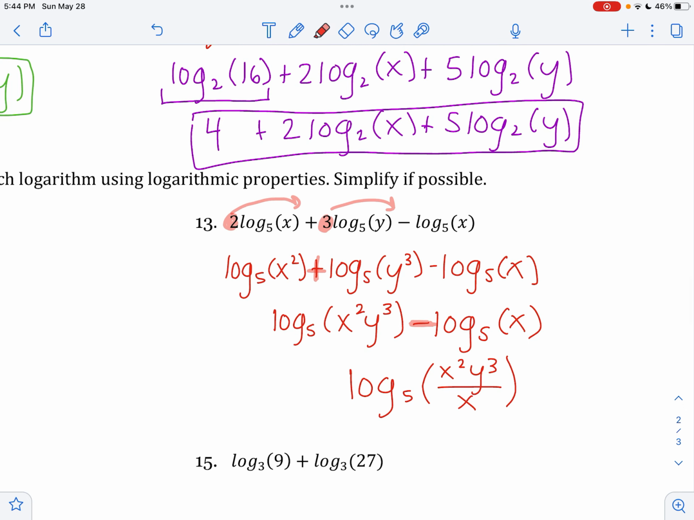I see an x in the top and in the bottom. So this is x squared, this is x. If I have 2 up top, that means x times x, and I have 1 on the bottom, just x, right? So I can cross this one off and this one off, and I just have 1 left on top. So it would be log 5 of x y cubed, and that's your answer. I have nothing left on the bottom. You can also put a dot there if you want to, because it's multiplication.